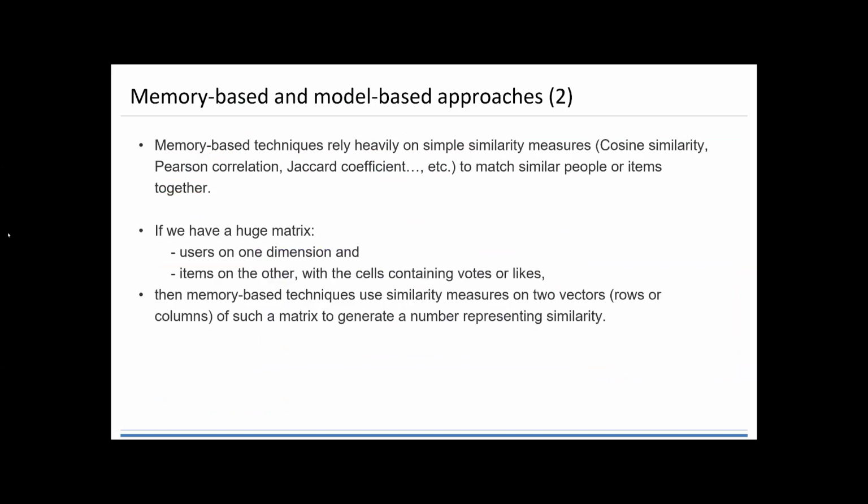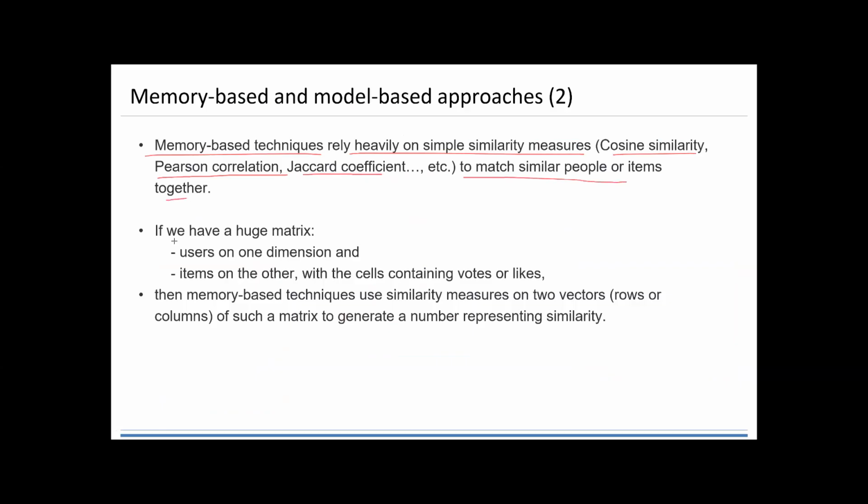The one that we learned before was about memory-based techniques, and it relies on similarity measures. You learned about the cosine similarity. We learned about the Pearson correlation. We can also use the Jaccard coefficient, etc. It is to match similar people or items.